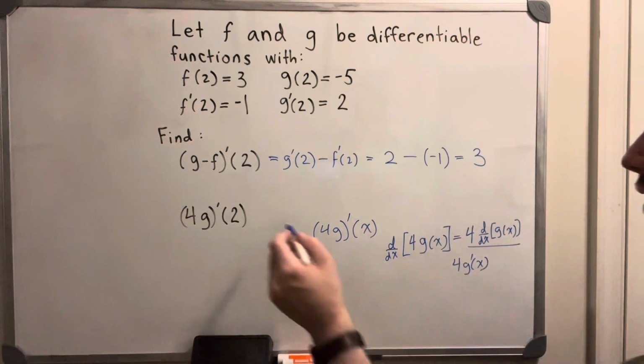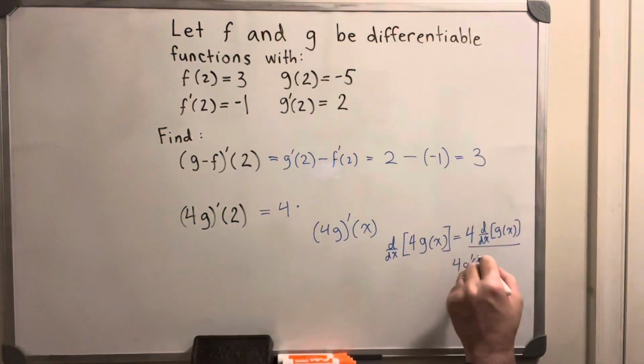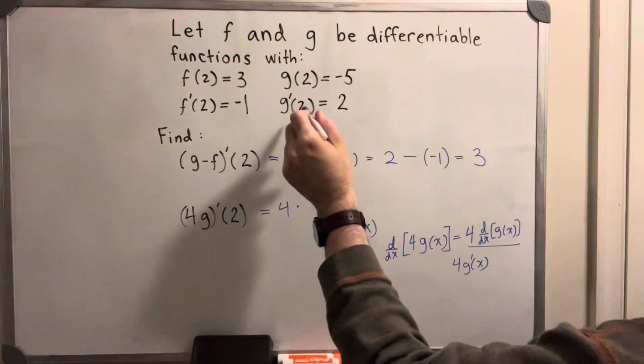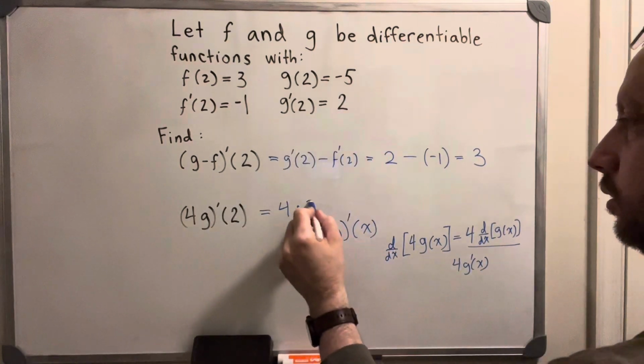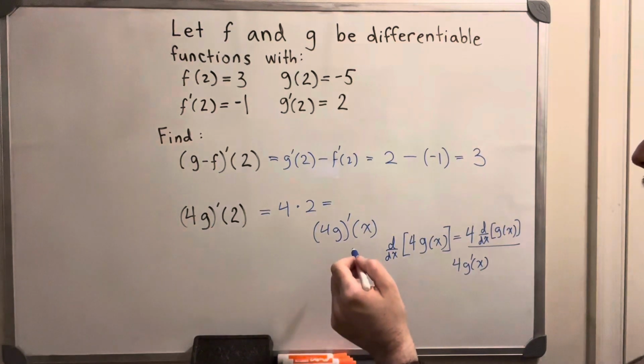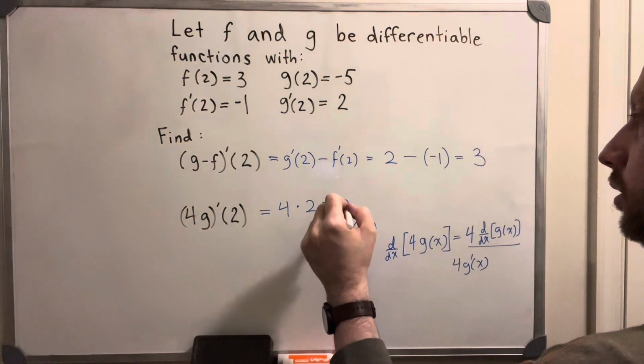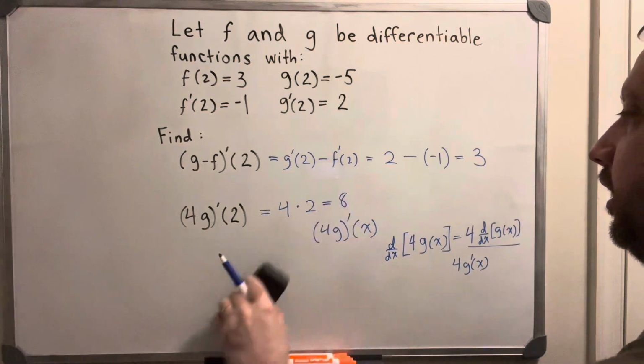Okay, so this is equal to 4 times, what's g prime of 2? It's 2. So that means that 4g prime of 2 is 4 times 2, which is 8.